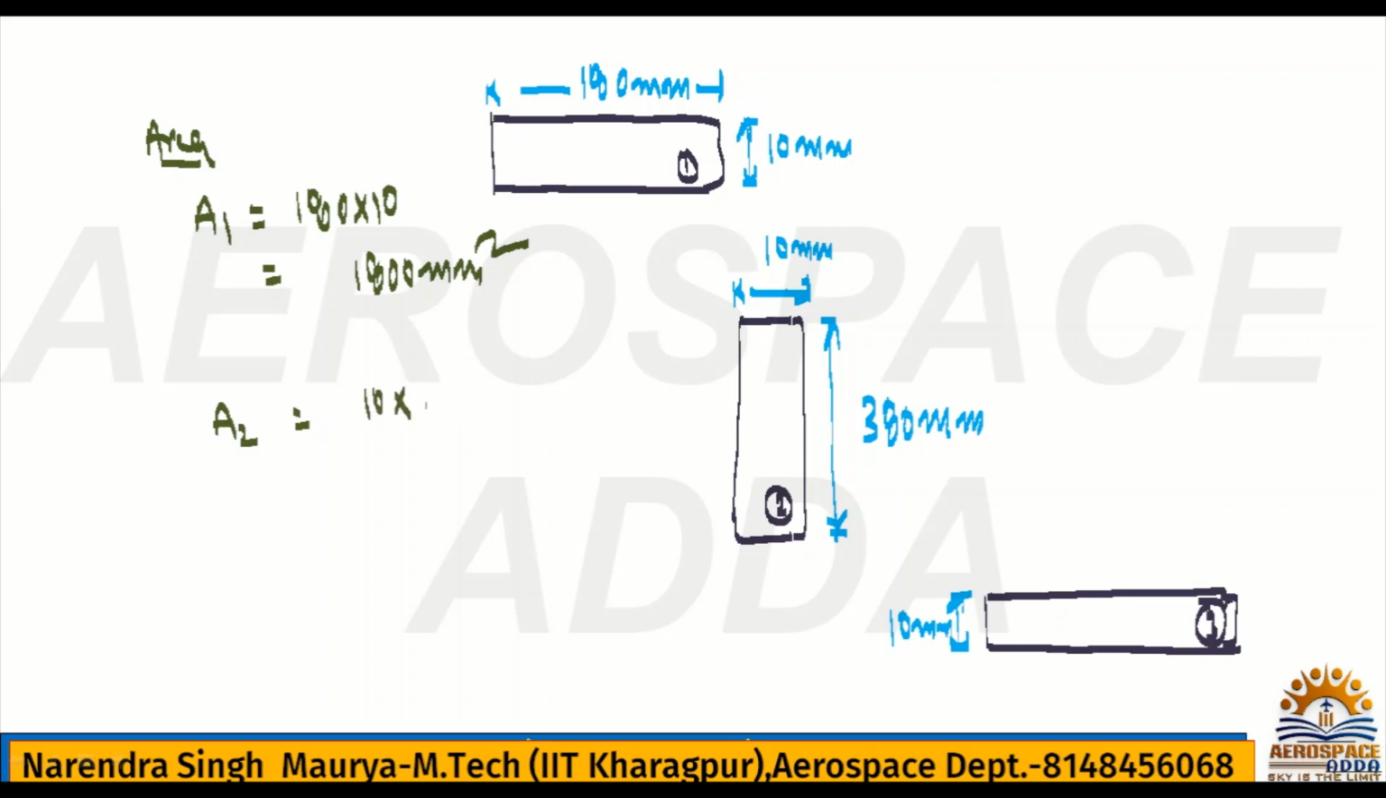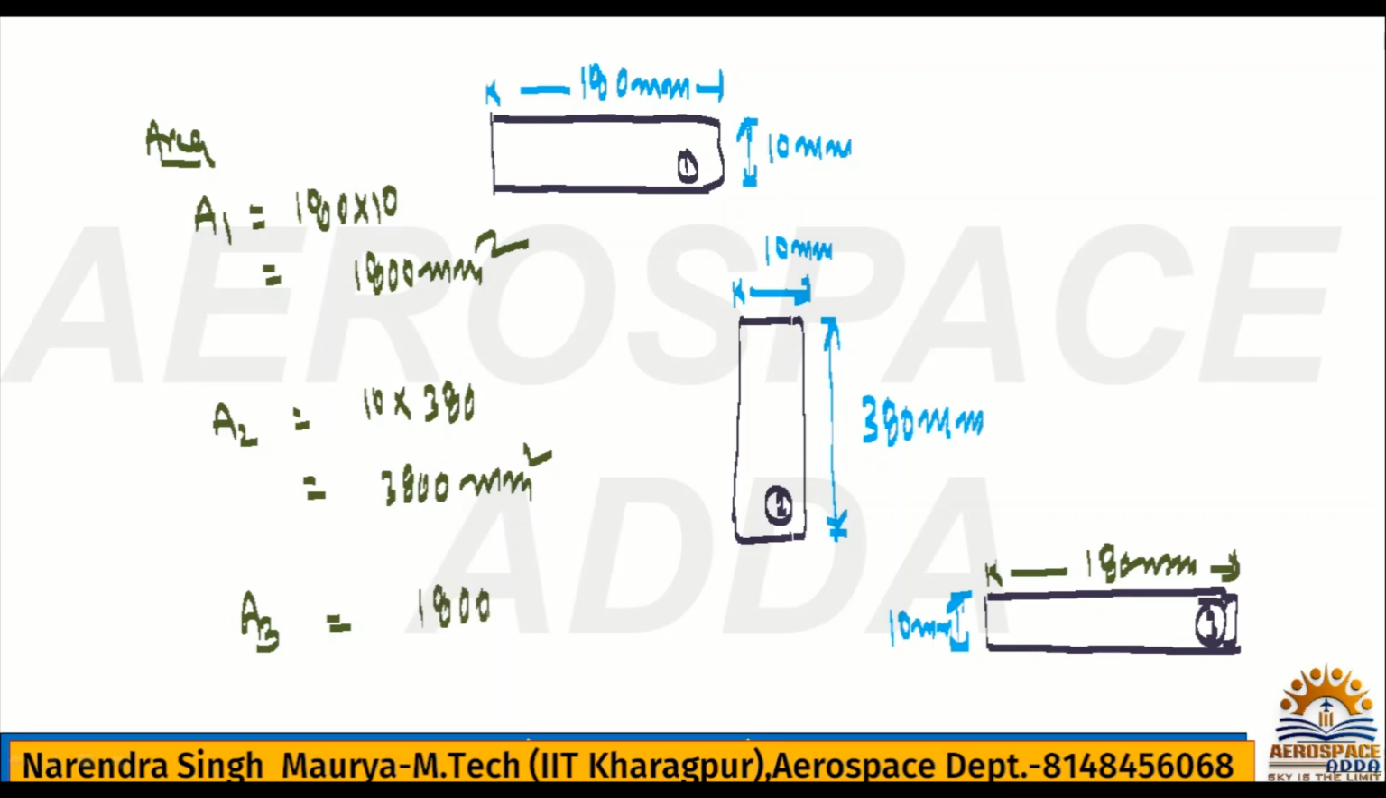It's a 10, and third, it's nothing but, okay, obviously here also it's 180 mm, so it's nothing but... mm square. A1, A2, A3 separately for the sections we have calculated, right? Now this is the one thing.